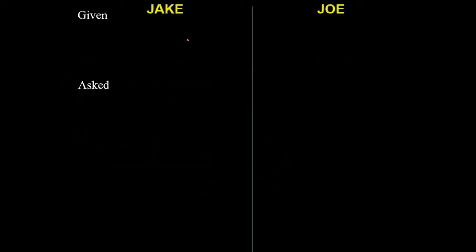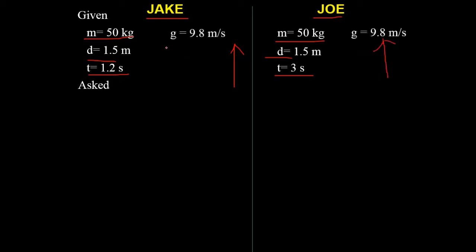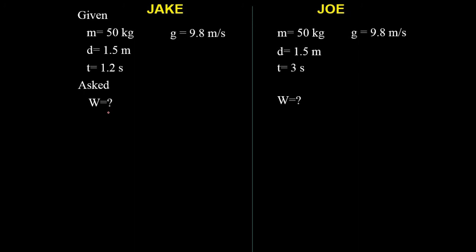So we have here Jake and Joe. Both of them carried a barbell that weighs 50 kilograms a distance from the floor of 1.5 meters, with a time for Jake of 1.2 seconds, and for Joe of 3 seconds. Since they pick up the barbell from the ground going up, we have to factor in the gravitational acceleration because later on you're going to use it. The first question being asked is, who has done more work? So we have to find work first. Since it's vertical, we have to use the formula for vertical. So you have to review your notes and you will find it.